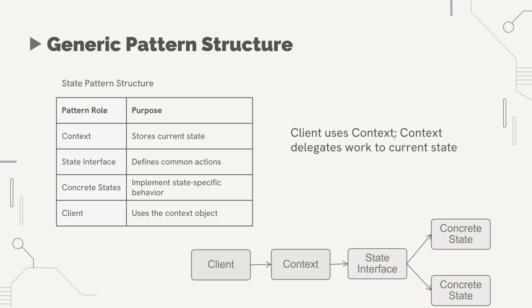The state pattern has a context class which stores the current state, a state interface that defines common actions, and concrete states that implement state-specific behavior. The client talks to the context, and the context delegates behavior to the current state object.